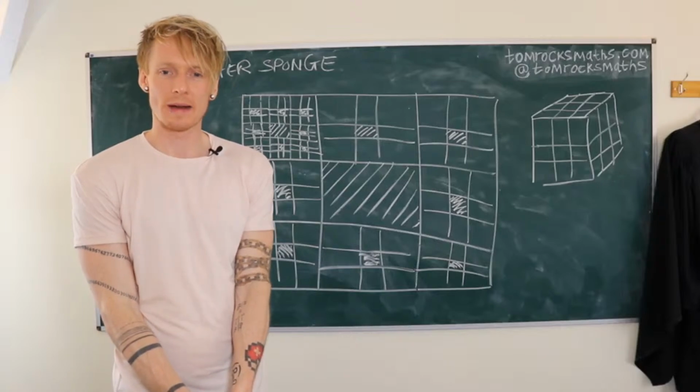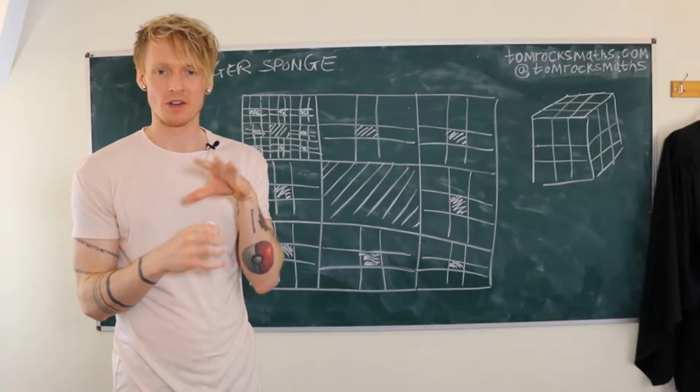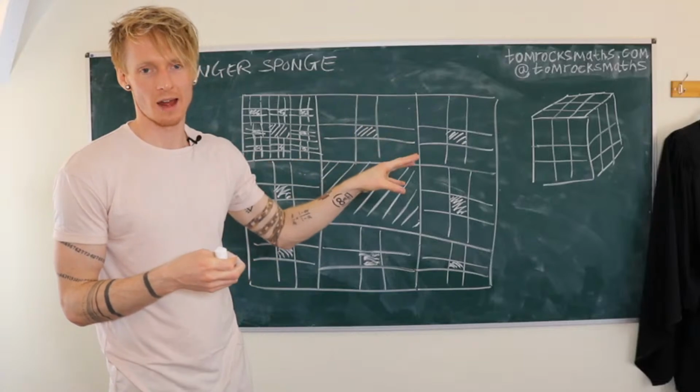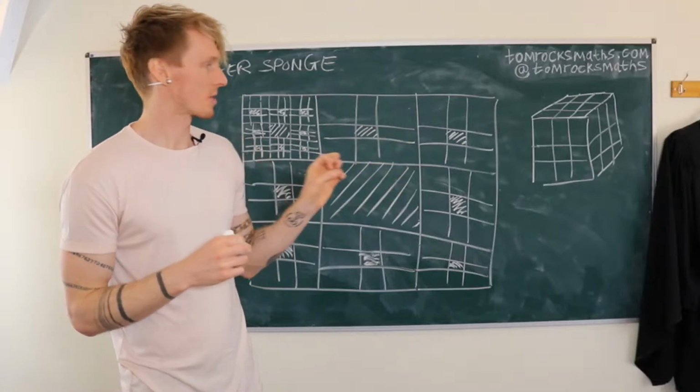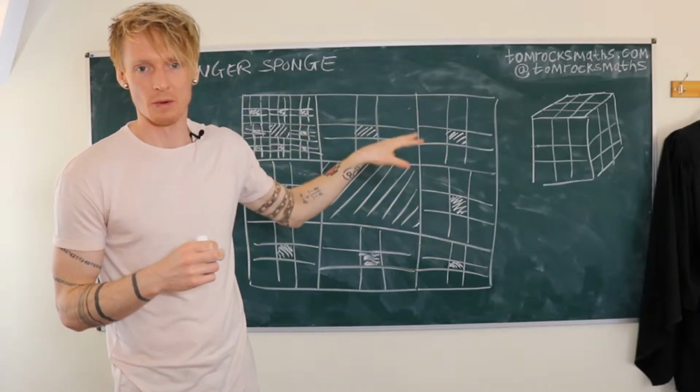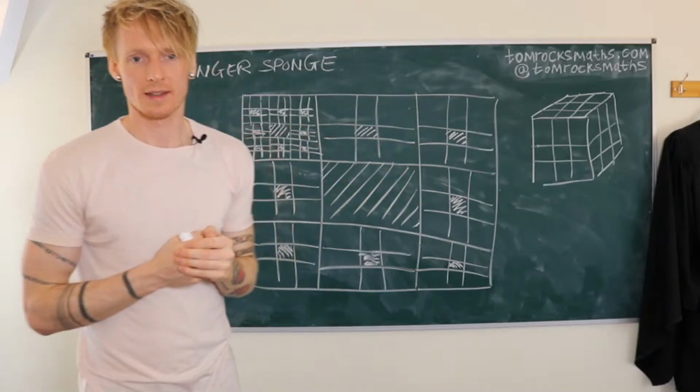So if it helps, you can imagine trying to build the sponge yourself, or trying to build this shape yourself using smaller pieces. How many pieces, how many small squares have we used to make the bigger one? Is another way to think about it.